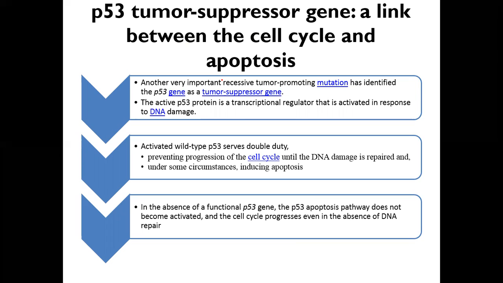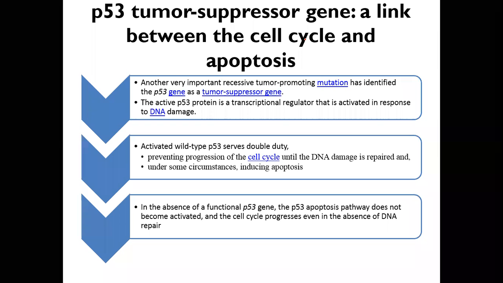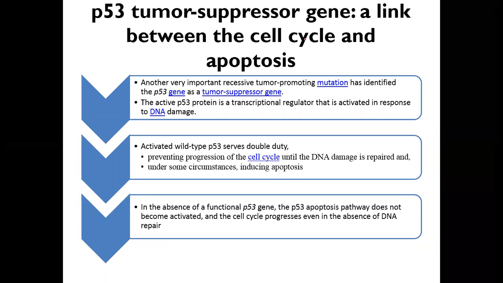Function number one, it prevents the progression of the cell cycle until the DNA damage is repaired. And under some circumstances, it induces apoptosis. In the absence of functional p53, the apoptosis pathway does not become activated. If p53 is mutated, apoptosis cannot happen, and the cell cycle progresses even in the absence of DNA repair.